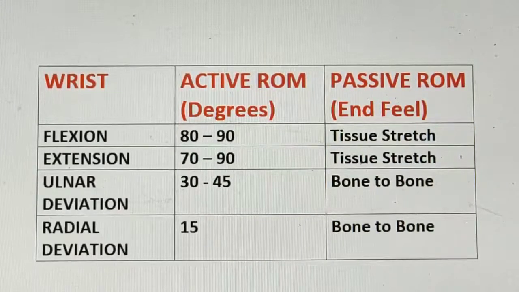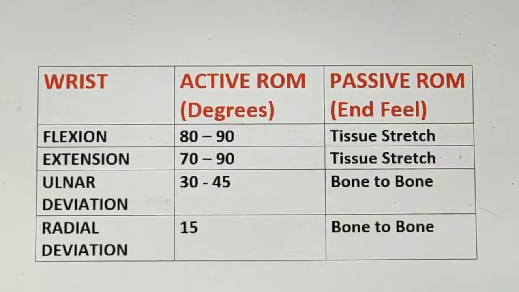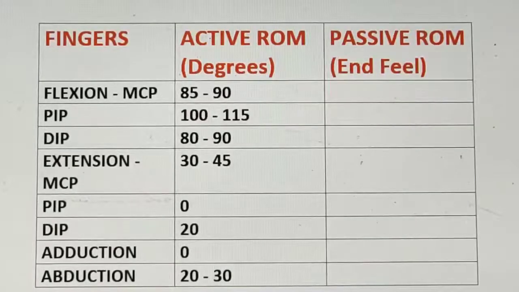Okay, so moving forward, we're gonna discuss the next joint, which is the fingers or the finger joints. There are a lot of movements here, range of motion of finger joints, so we're gonna be discussing all of it. First is the flexion of the MCP joint of the fingers, metacarpophalangeal joint. The active range of motion in degrees is 85 to 90 degrees. There is no end feel recorded here, so we're just going to be discussing active range of motion in degrees.